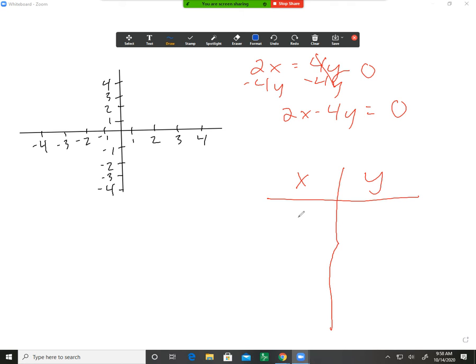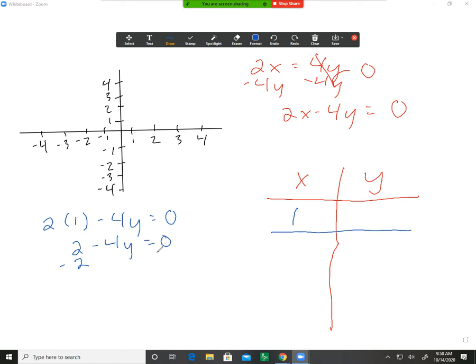You have to write a number on x, like say 1. Okay, so we'll pick 1 for an x value. If we put in a 1 for x, I'm going to put x equal to 1. So that means now I have 2 times 1, which is 2, minus 4y equals 0. And then we solve for y.